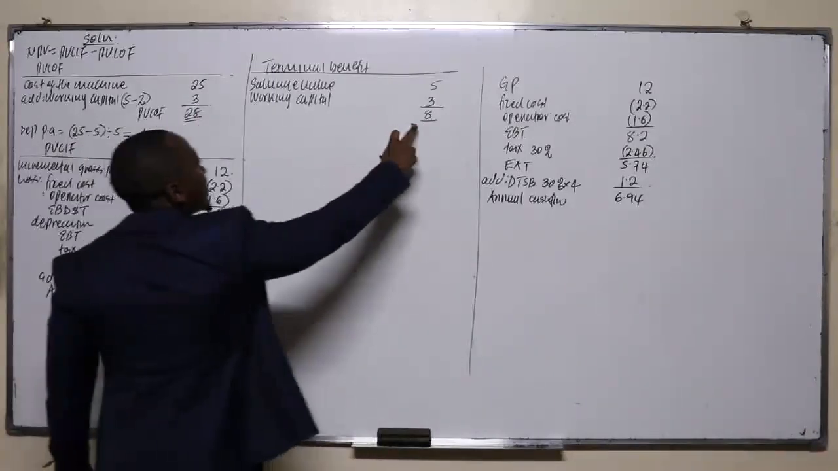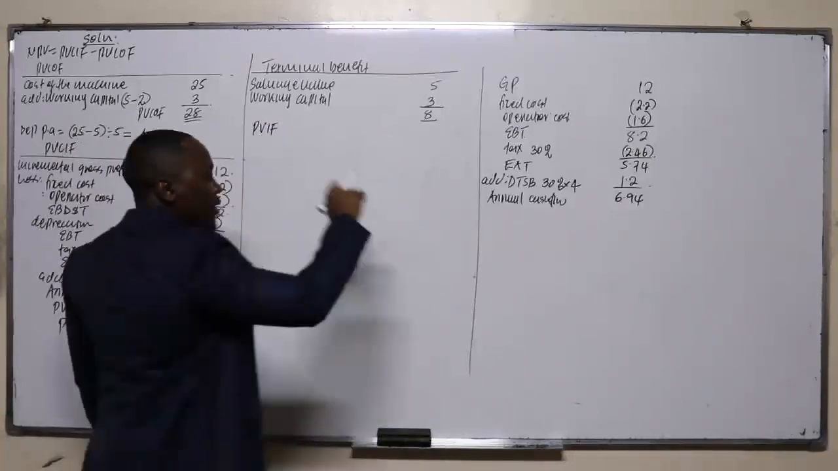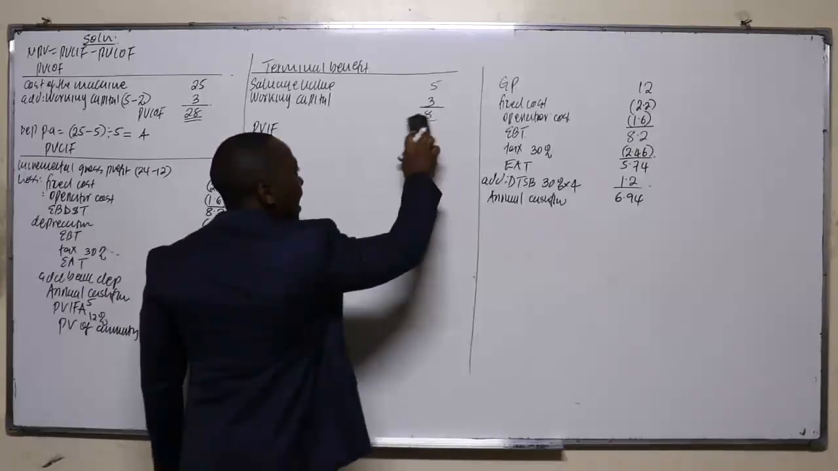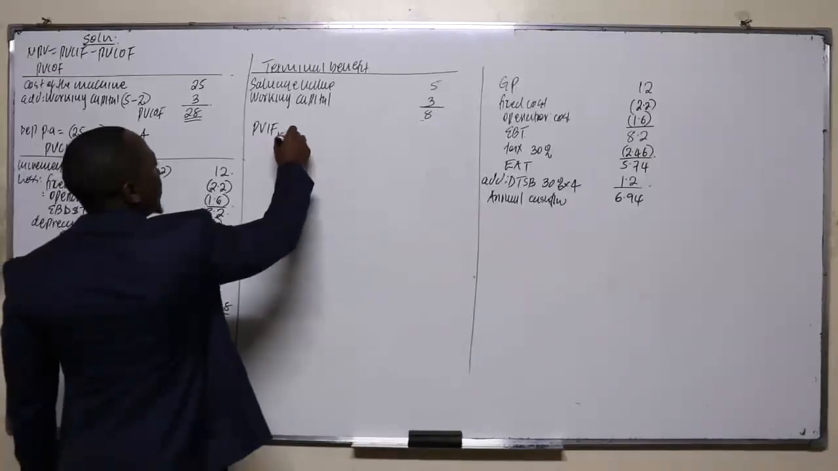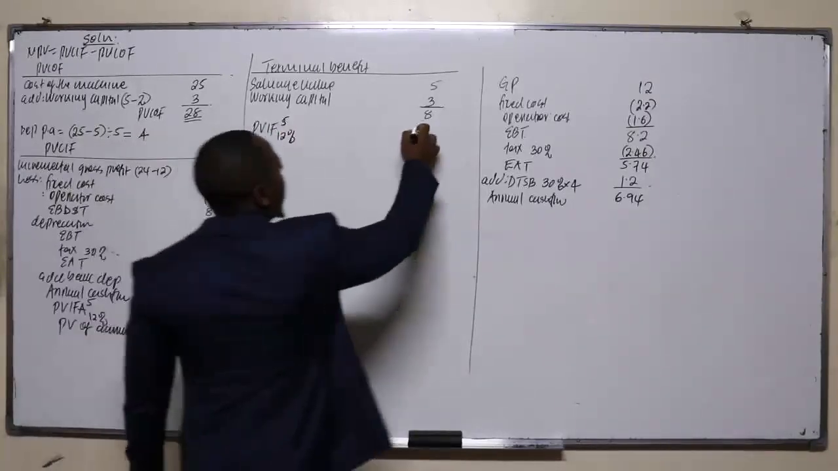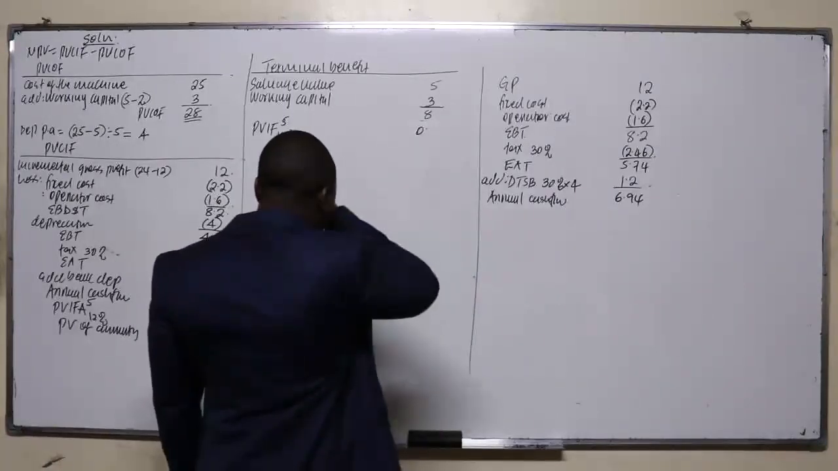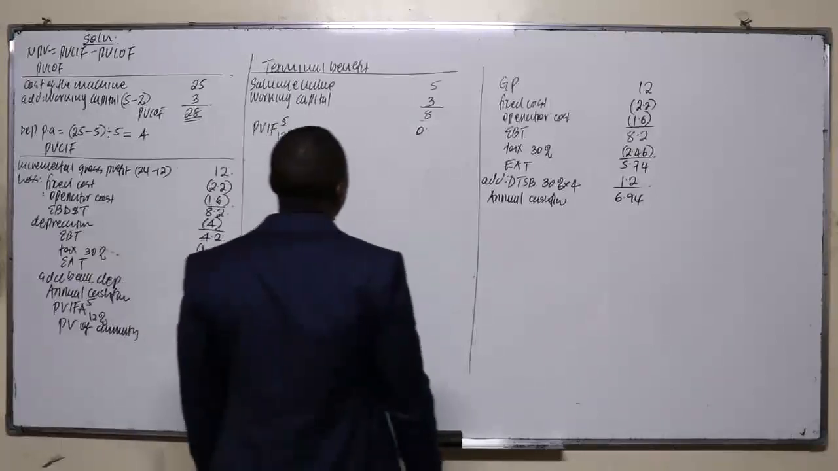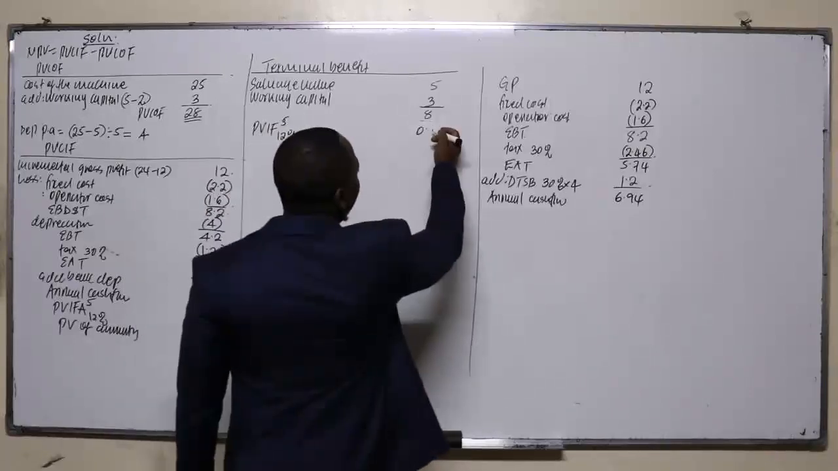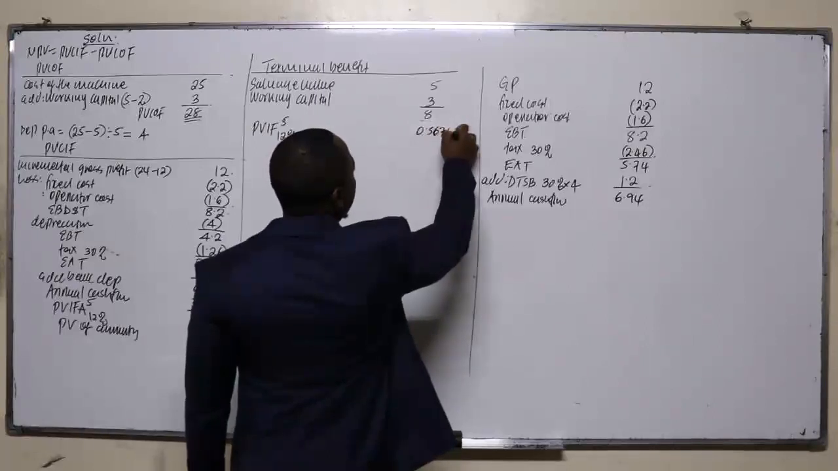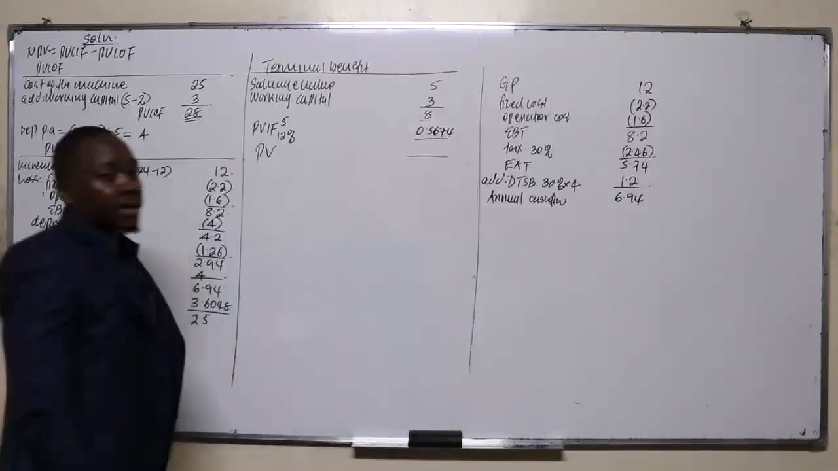Then we discount this 8. Present value interest factor. Now, this one is not an annuity. The terminal benefit will only happen once at the end of year 5. So we use the first table. Present value interest factor, 12% at the end of year 5. You get 0.5674. Now let's get the present value. You take 8 times the discounting factor.